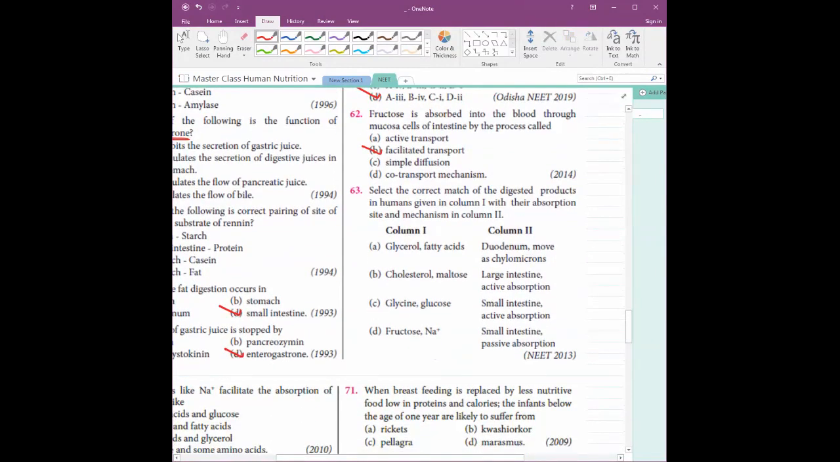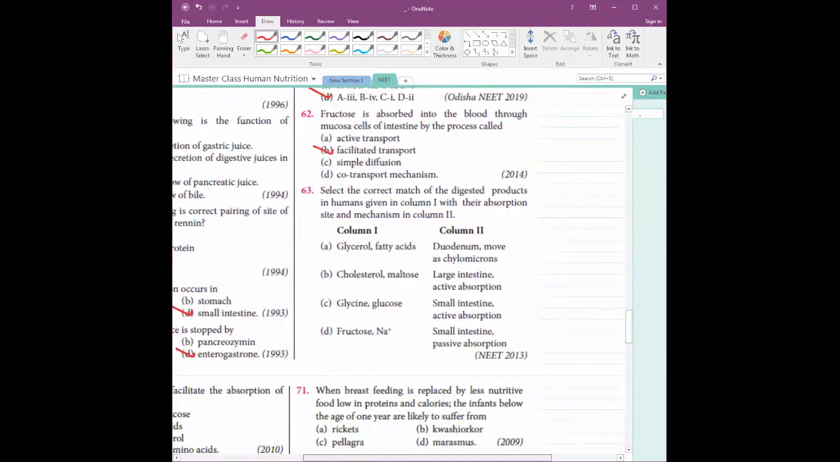Select the correct match of the digested products in the humans. Glycerol, fatty acids, duodenum, move as chylomicrons. Cholesterol, maltose, large intestine, active absorption. Glycine, glucose, small intestine, active absorption. Fructose, sodium, small intestine, passive absorption. So guys, just think what is the right answer.